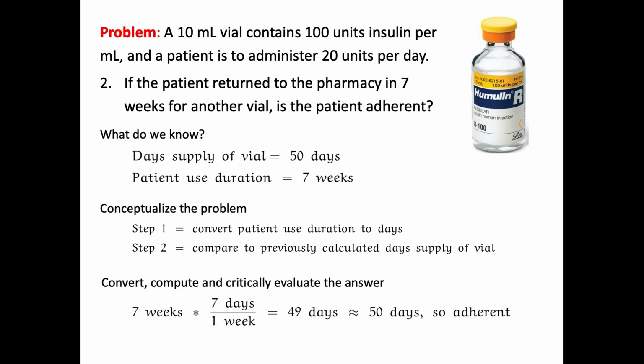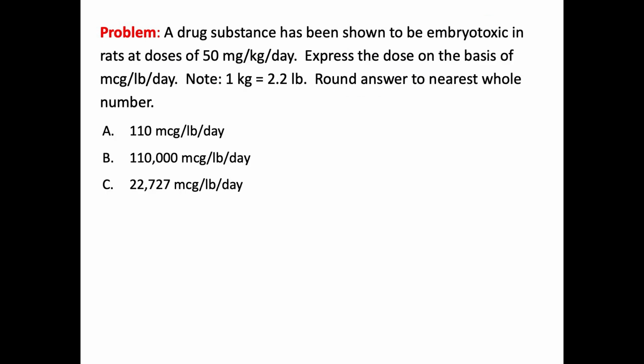So let's start with 7 weeks and multiply that by the fact that there are 7 days per week. Units of weeks cancel. So 7 times 7 is 49 days. So let's compare the 49 days, the patient's adherence or duration, to the day supply, which is 50 days. And that's basically about the same. That makes sense. They'd want to come in before the vial was actually empty. So I think we can conclude based off of that this patient is adherent to their use of insulin. Let's move on to the next question.